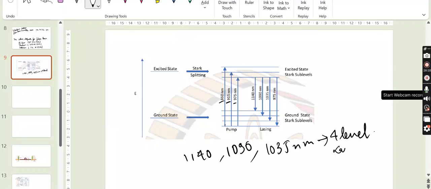But for 970 nanometer, the transition is between the lowest level of the excited Stark sublevel to the lowest level of the ground state Stark level, and the lowest level of the ground state Stark level is well populated. So for 975 nanometer lasing action, the same laser is a 3-level laser.